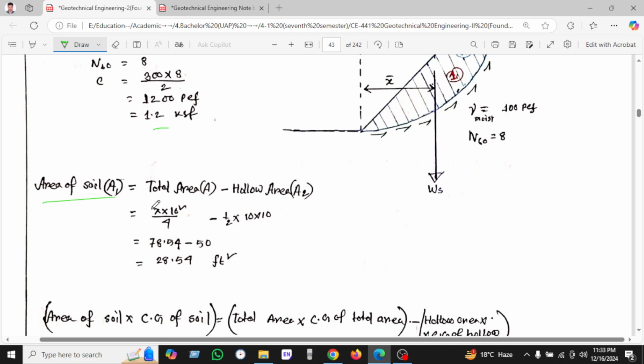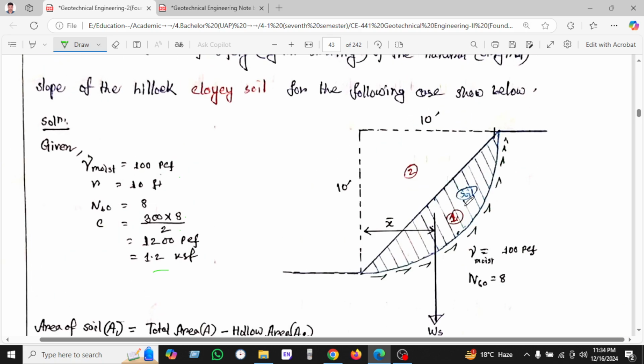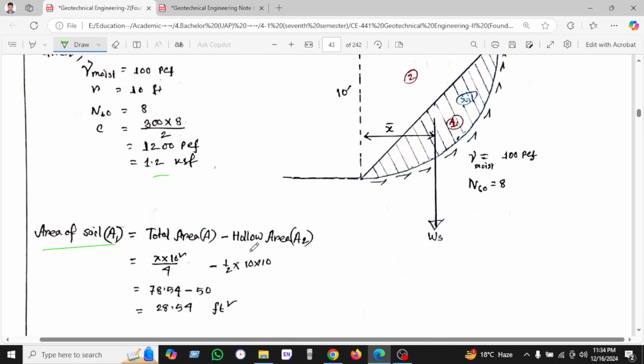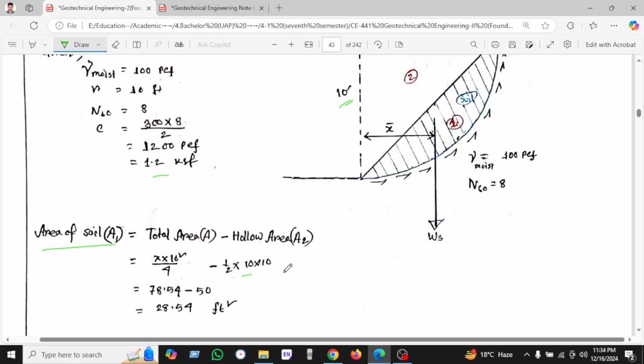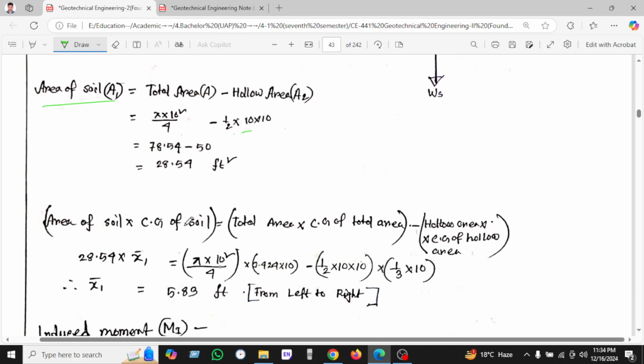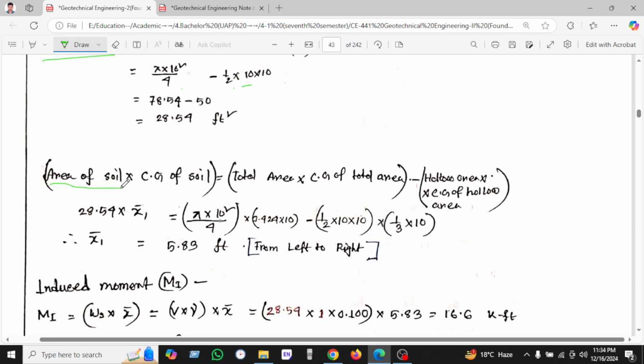And the same area, total area, area of A1. So this is A1, the soil area, the total area minus hollow area. The total area is pi d squared, pi r square, which is 10, divided by 4, and hollow area half into length into height, which is 10 to 10, and found 28.2. And the same area of soil into CG of soil, which is total area minus CG of area and hollow area. In the same way we have calculated 5.83.